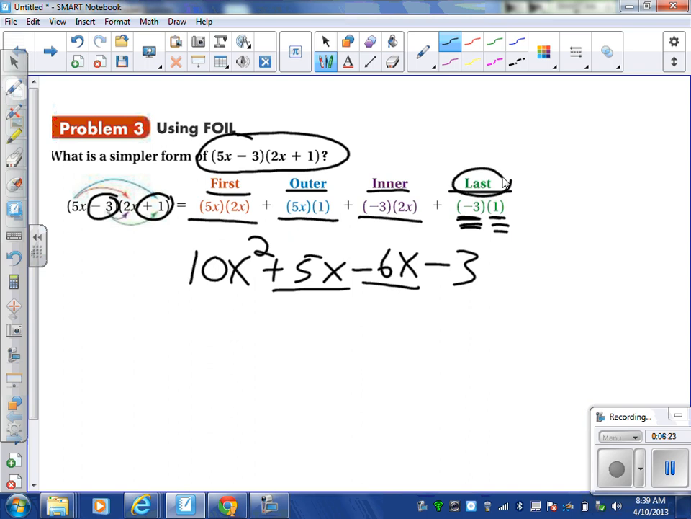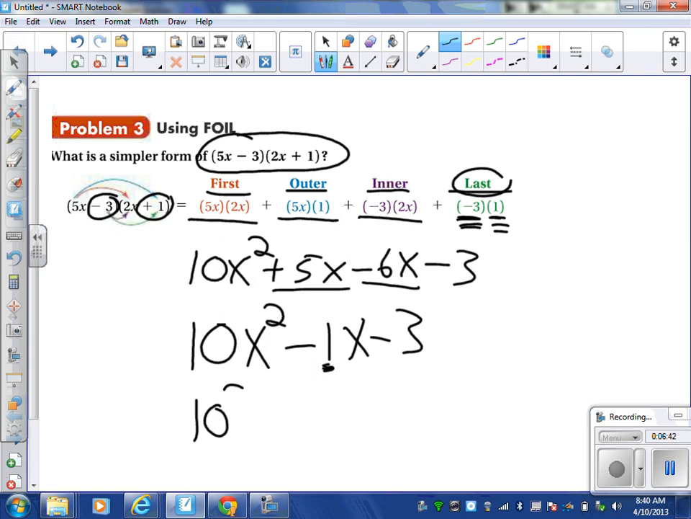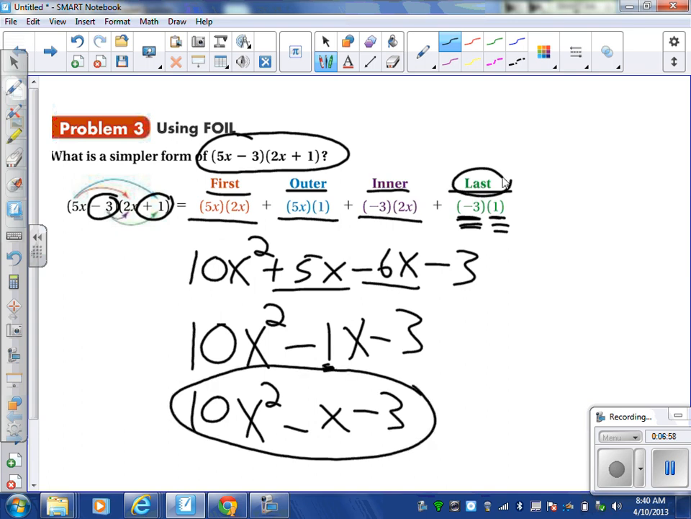We combine our like terms, and we get for our final answer 10x squared. 5x minus 6x is minus 1x minus 3. But do I really need that 1 there? No, I can rewrite that as, excuse me, that one more time. We have 10x squared minus x minus 3. So that is my final answer using the FOIL method.